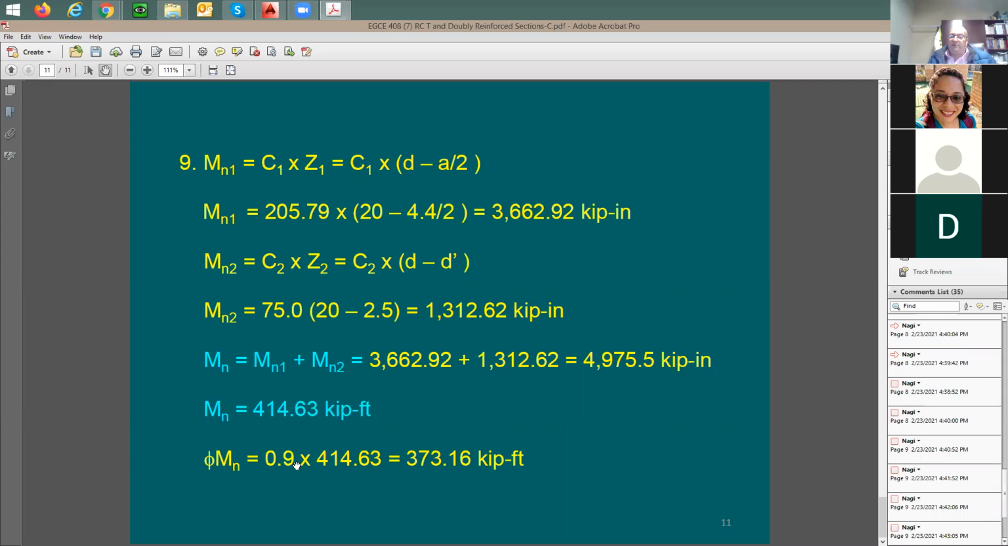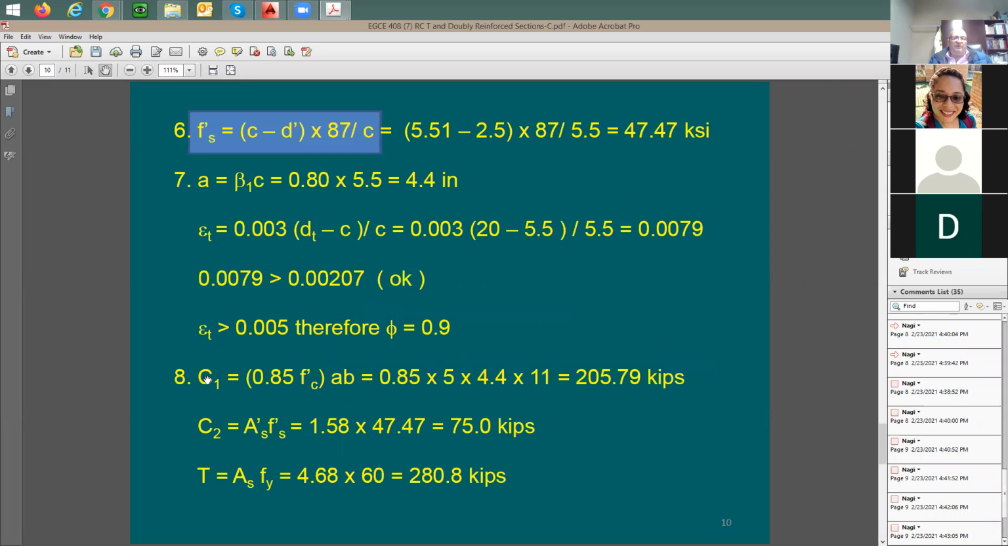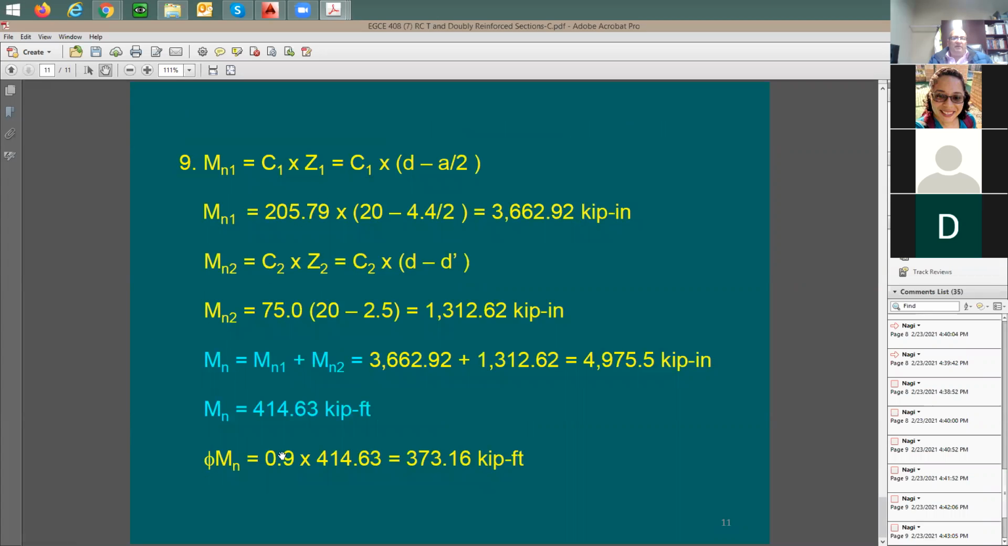And with that, you have the compression forces in both the steel and the concrete, and you have the tension force in the bottom steel, the tension steel. And here you're going to have the flexural capacity of this beam, which is 373.16 kip-feet at the end of the day.